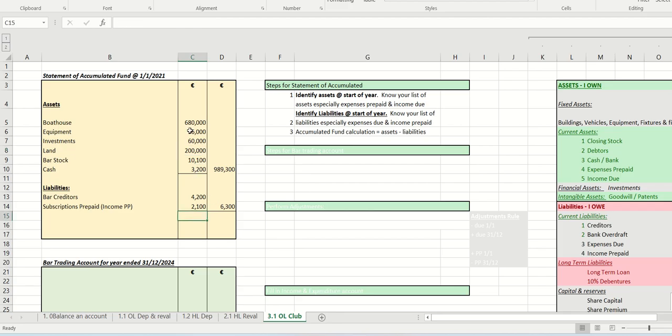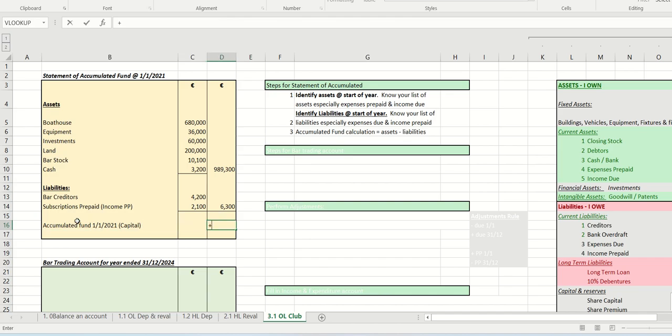Put in your line here. So draw a line under your assets, subtotal them into column 2. Draw a line under your liabilities, subtotal them into column 2. And then we have our accumulated fund at the start of the year. So it's kind of another word for capital at the start of the year as well.